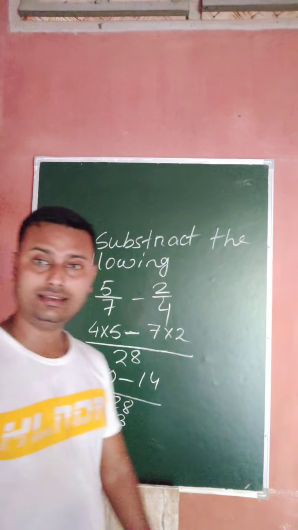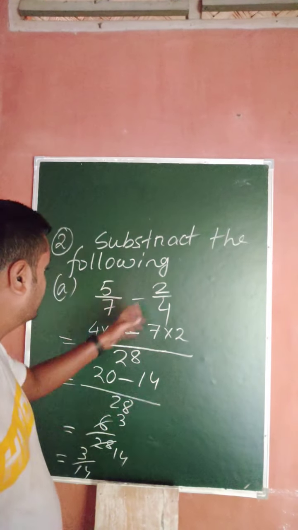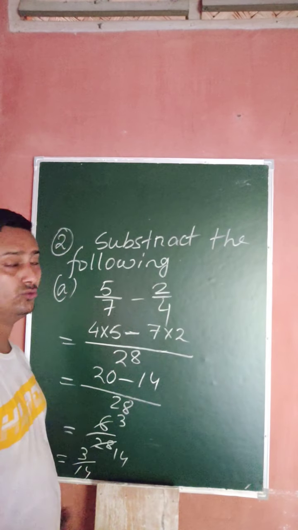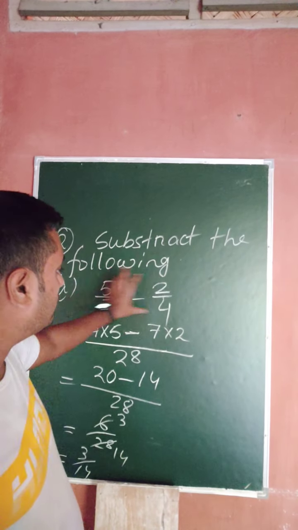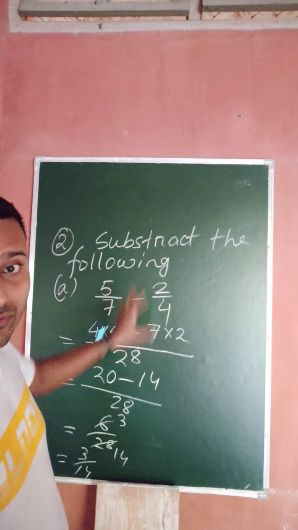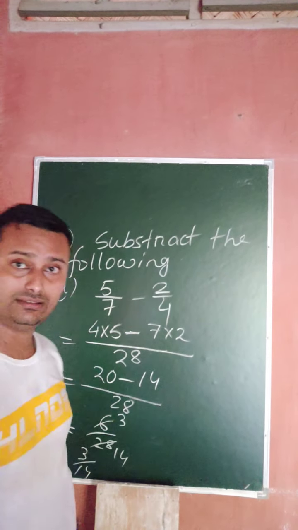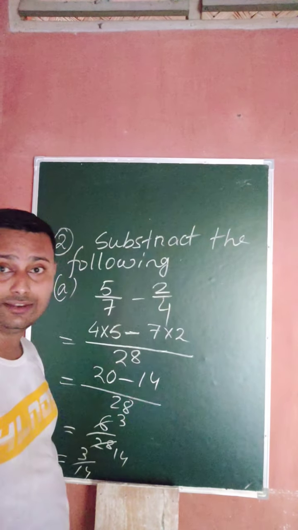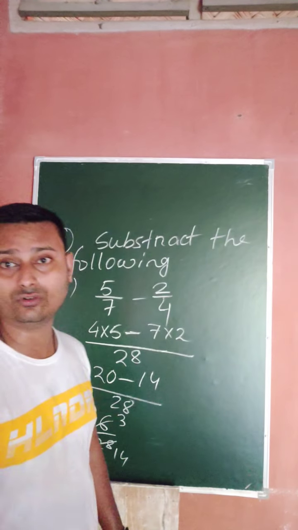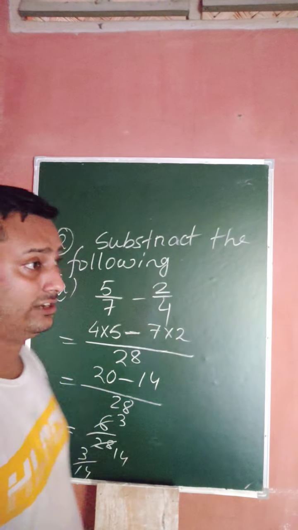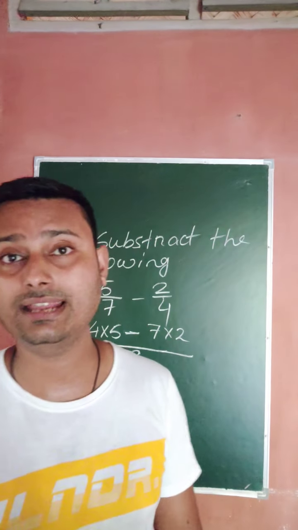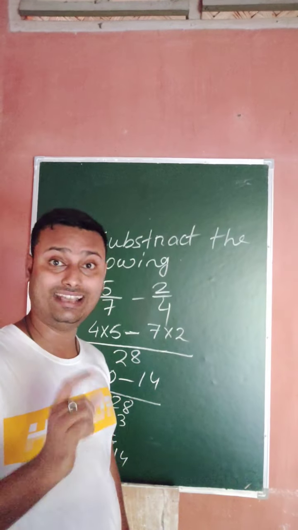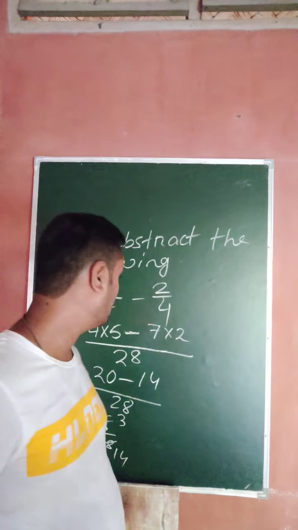Okay, clear? Again I am repeating this. The given question is to subtract, or find the value of, 5 by 7 minus 2 by 4. These are two fractions where we have to subtract 2 by 4 from 5 by 7. The denominators of the two fractions are respectively 7 and 4, so we have to find the LCM of 7 and 4. We already know that the only common factor of 7 and 4 is 1, that means no other common factor except 1 is possible.